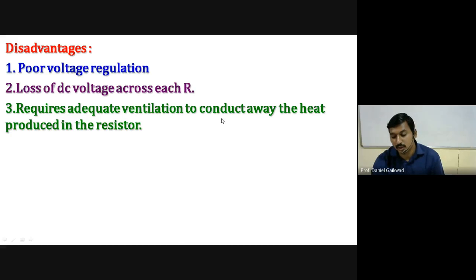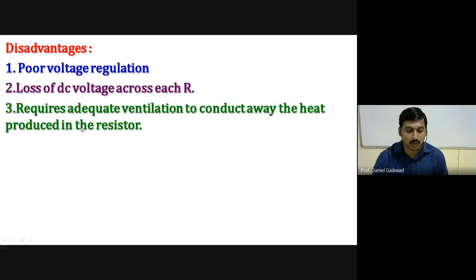It requires adequate ventilation to conduct away the heat produced in the resistor. As current flows through the resistor, it gets heated according to the heating effect of electric current, and the heat should be sent to the environment. So we require a provision to lose the heat easily to the environment and maintain the temperature. These are the disadvantages of the RC filter.